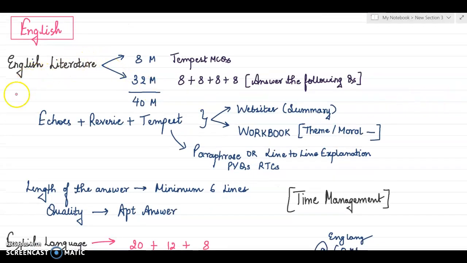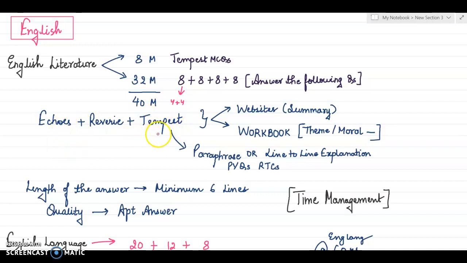For English, if you have gone through the sample papers, you know that 40 marks of the English literature paper will be there in your second semester examination. Now, 8 marks is from Tempest MCQs. You will get a line, like a reference to the context, and then they will ask you MCQs. You have to pick the correct one. And then 32 marks, divided like 8 plus 8 plus 8 plus 8, where it has subparts of 4 plus 4. You have to answer questions related to Ecos, Reverie, and Tempest.